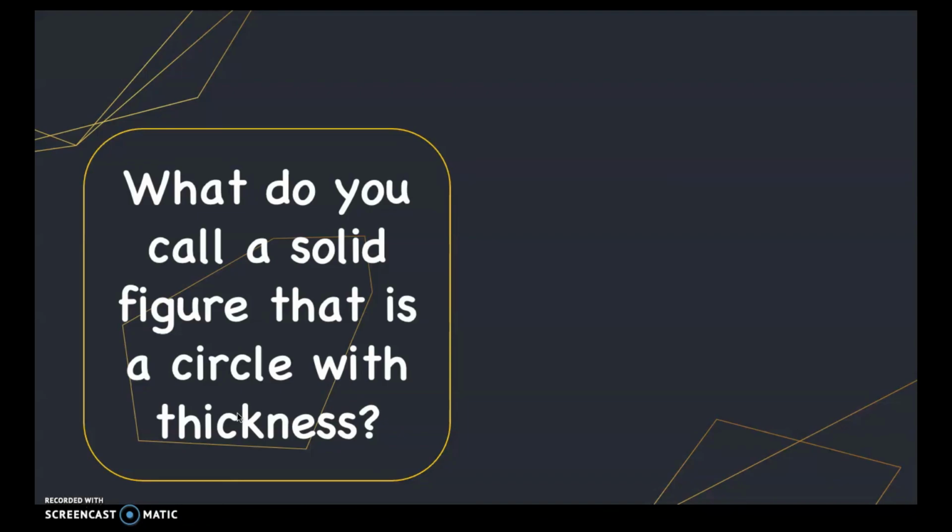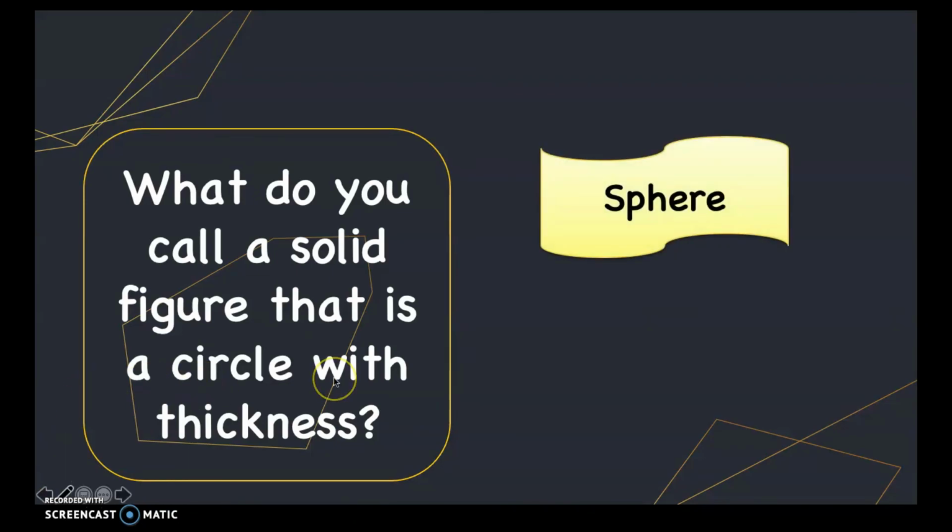What do you call a solid figure that is a circle with thickness? So it's very obvious, it's a sphere. Thank you for listening, and I hope that you understand our lesson.